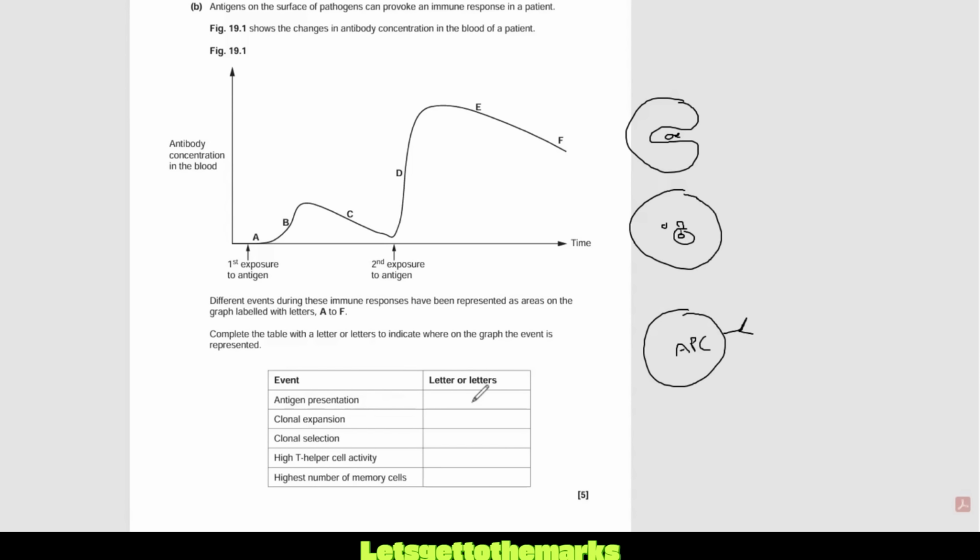So antigen presentation, where does it occur over here? Well, the antigen presentation must happen at A. It's their first exposure to the antigen. So that is when the antigen is presented. So the letter we want to put here is A. That's when our antigen is first presented.